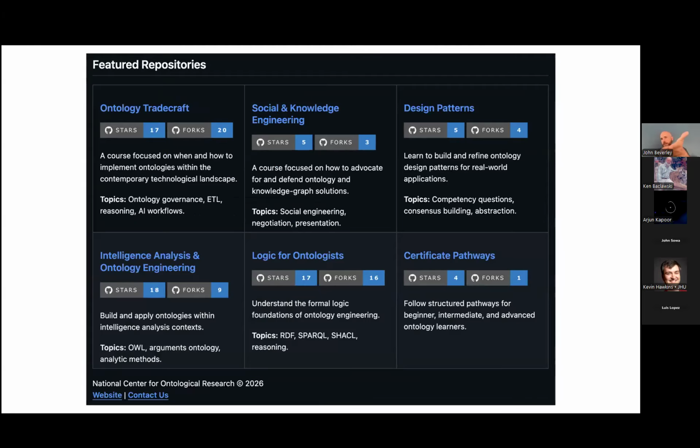We have designs for courses on design patterns, certificates, logic, social engineering and knowledge engineering, ontology, tradecraft, intel analysis, and ontology engineering, among others. And these are courses that have full-on videos, syllabi, course lecture materials in PowerPoints and PDFs, as well as lots of previous students' GitHub submissions because that's how we operate.